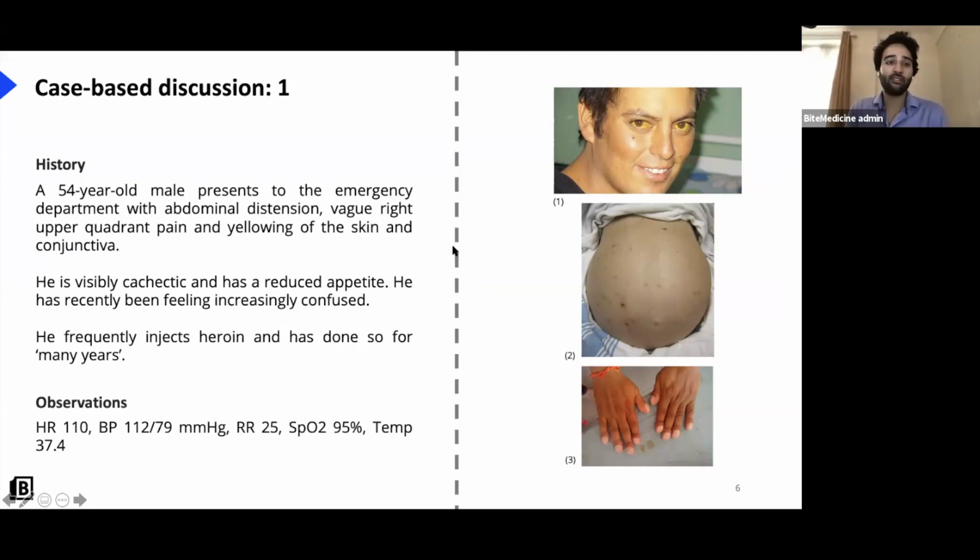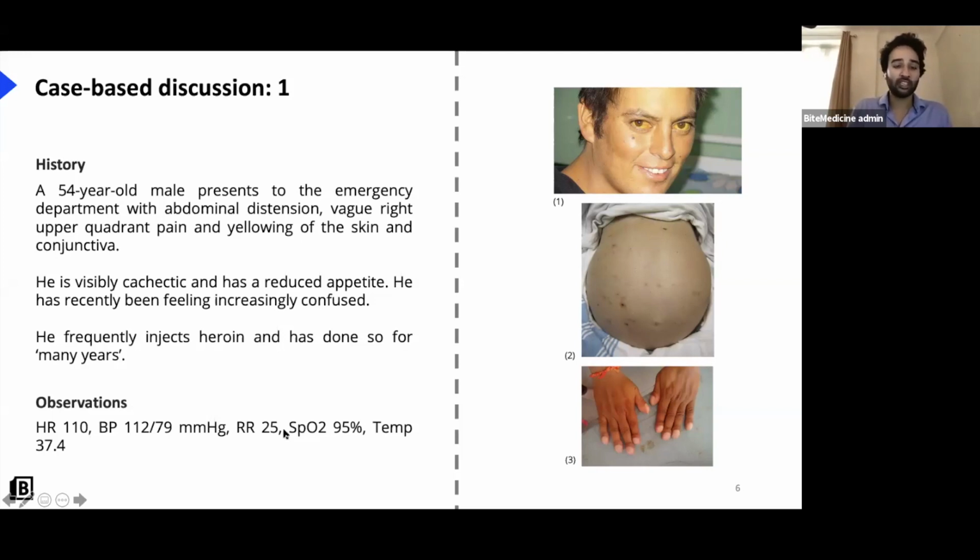He's presented to the emergency department with abdominal distension, which is there, vague right upper quadrant pain, and yellowing of the skin and conjunctiva. He is visibly cachectic, has a reduced appetite, and has been feeling increasingly confused, which is maybe why he's making that face there. He frequently injects heroin and has done so for many years.